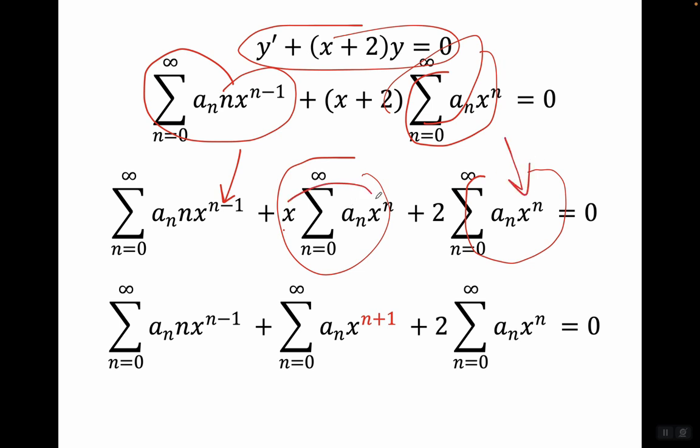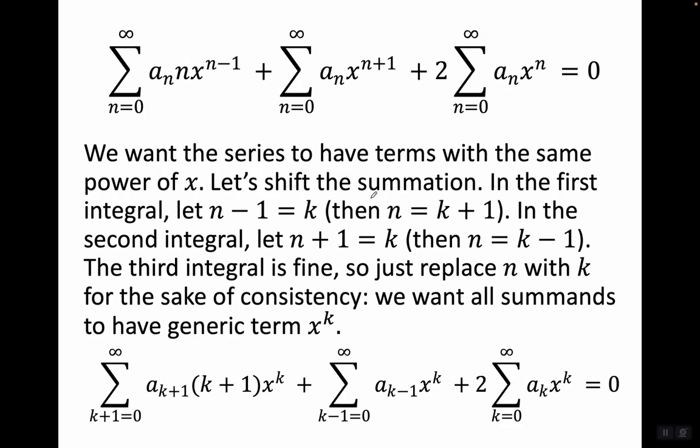We can move the x on the inside, so that we have a sub n, x to the n plus 1. Again, this is the series from the previous slide. We want the series to have terms with the same power of x. Let's make them all x to the k. Let's shift the summation. In the first series, let n minus 1 equal k, then n equals k plus 1. In the second series, let n plus 1 equal k, then n equals k minus 1. The third series is fine, so just replace n with k for the sake of consistency. Again, we want all summands to have generic term x to the k.